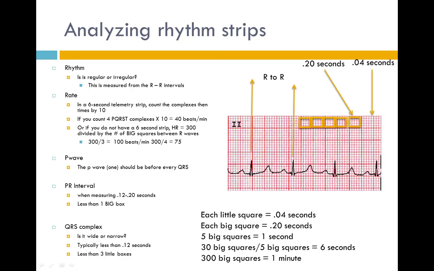All right, so the next thing I'm going to do in my evaluation is the QRS complex. The QRS complex should be no more than 0.12 seconds, or less than three little squares. Remembering this is important because a wide QRS complex could indicate a life-threatening arrhythmia. In this rhythm, the QRS is narrow, less than 0.12. And we can actually see here on the strip and count. It's like one box maybe.